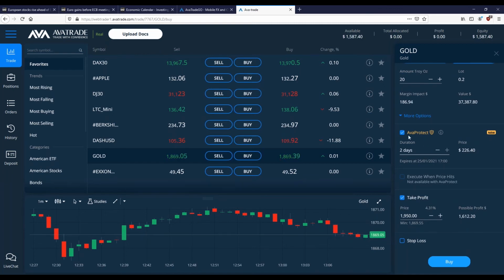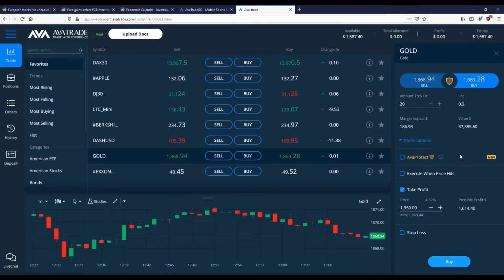So you have these features to help your risk management plan. Especially AvaProtect is nice if you expect a lot of volatility over the next time period. Certainly in this example, gold could go flying up to 1950, or it could drop to 1850 or 1800. So with high volatility, AvaProtect could be something that you utilize.